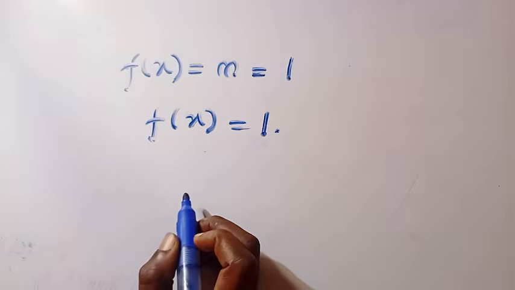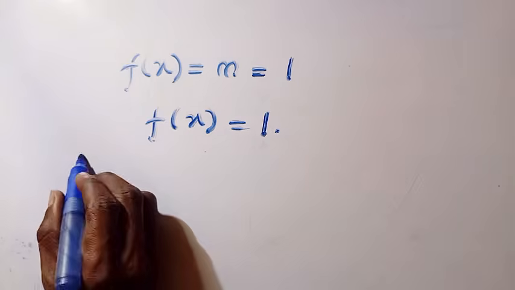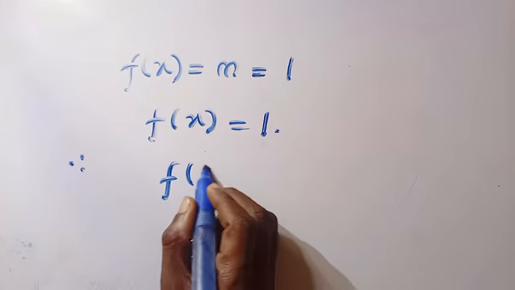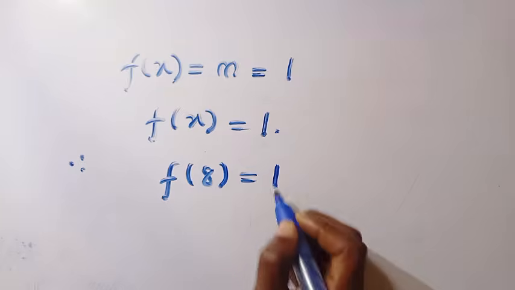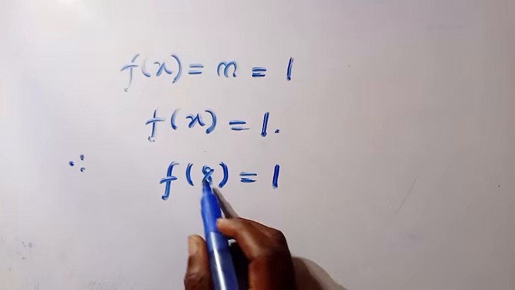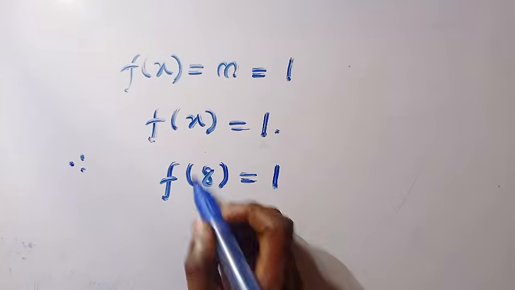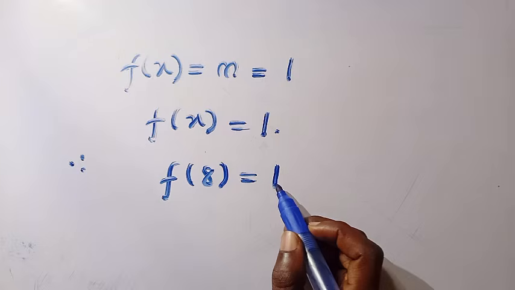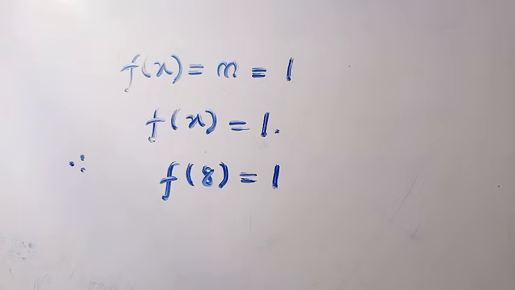But we're asked to calculate f of 8. Therefore, f of 8 equals 1. No matter what value we are looking for, it always gives us 1, always constant. So this is how to solve this.